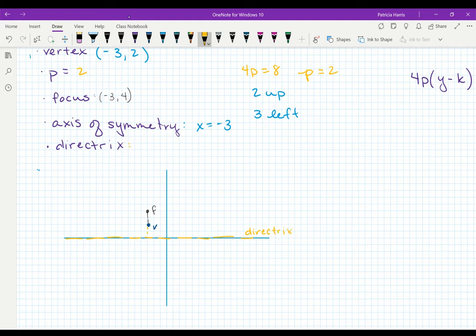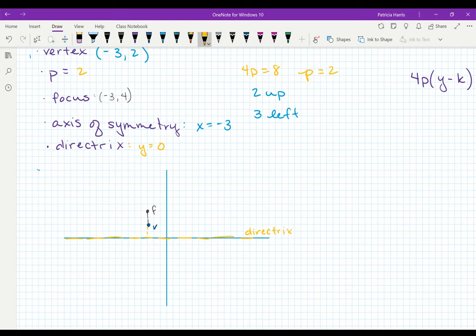Okay, my directrix is y equals 0. Hot tip, the axis of symmetry and the directrix will always be opposites. So if one of them's x, the other one's y, and vice versa, but we'll get to that. Okay, now let's talk about graphing the parabola.